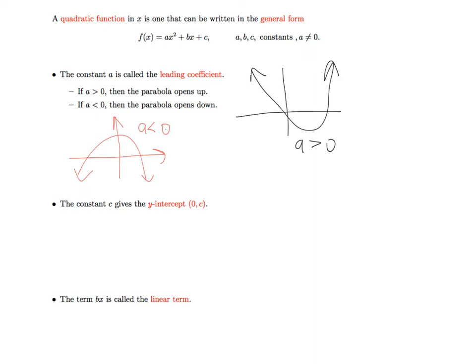The constant c tells us the value of the y-intercept. So let's say here's our axes, and this point over here, this is what we call the y-intercept, and we can tell what this is by the value of c. And then this term with the bx, this is what we call the linear term. So let's take a look at an example to see how just by looking at the graph of a quadratic function, we can identify some properties of the coefficients, in particular the coefficients a and c.